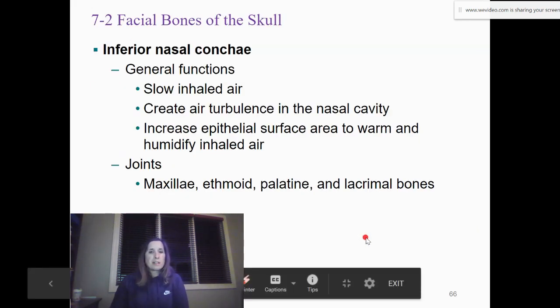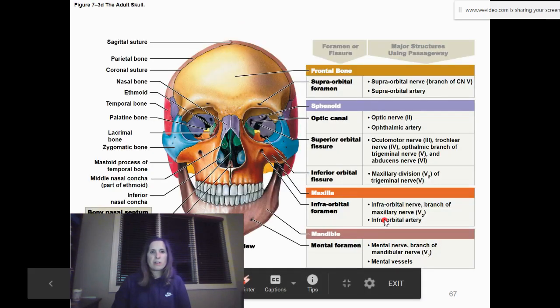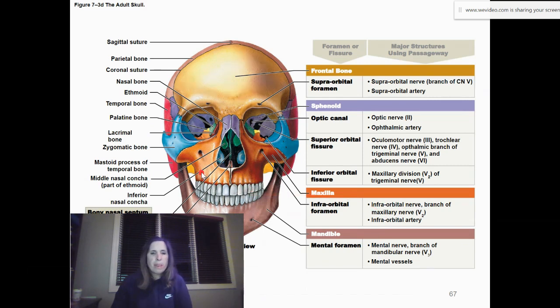Your nasal conchae help slow the air that you inhale. They create air turbulence inside the nasal cavity, and they help increase the epithelial surface area to help warm and humidify the air that you breathe. So I pointed these out before. There's an inferior right here, and then there is a middle right there.